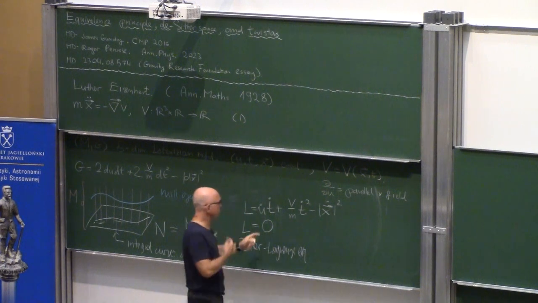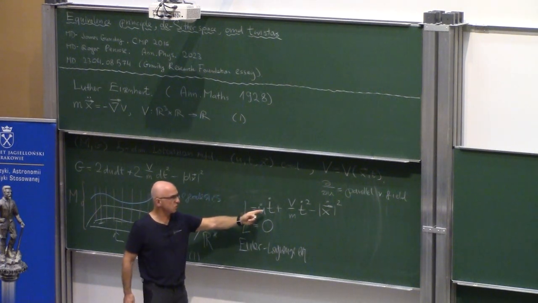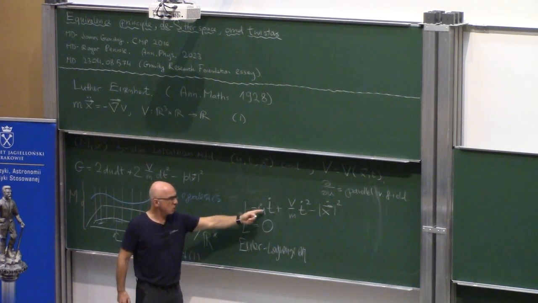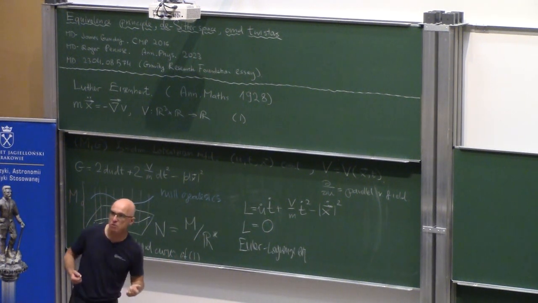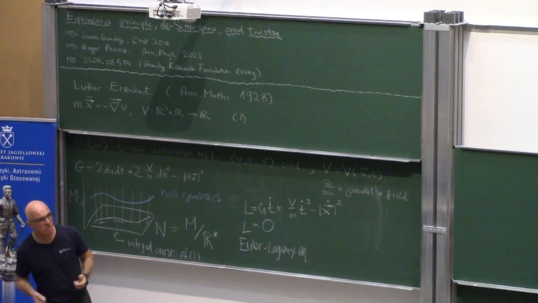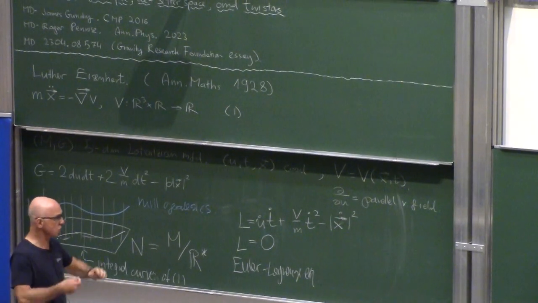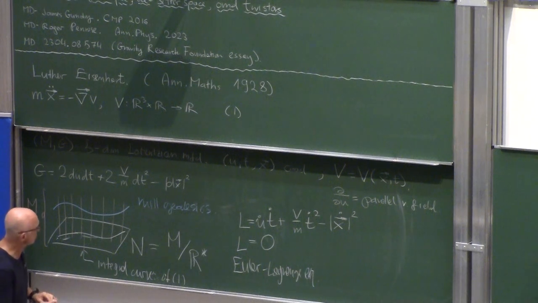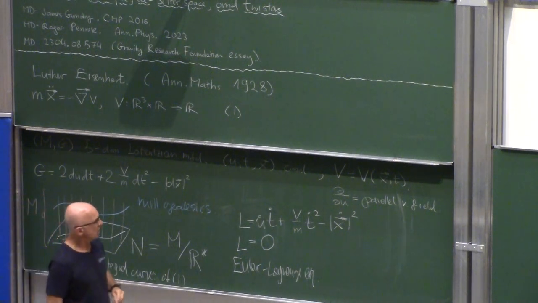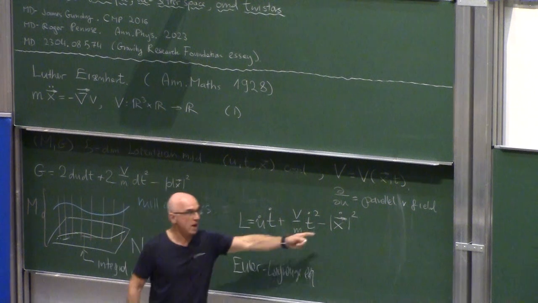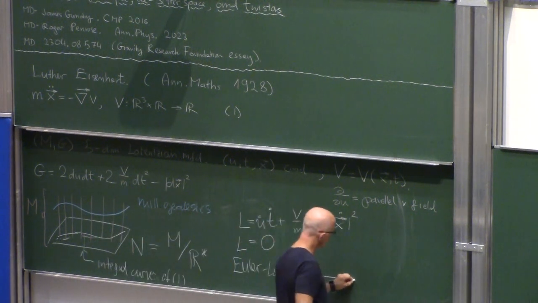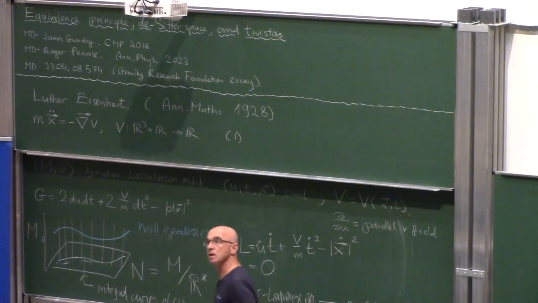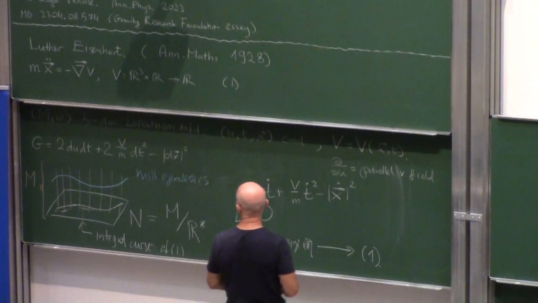Varying with respect to u, one of the equations is that t double dot equals zero. Because t double dot equals zero, you can use t as a parameter along these geodesics, so you really are looking at unparameterized geodesics. Then the Euler-Lagrange equation with respect to x will give you precisely equation 1. There should be a one half at the end, indeed.